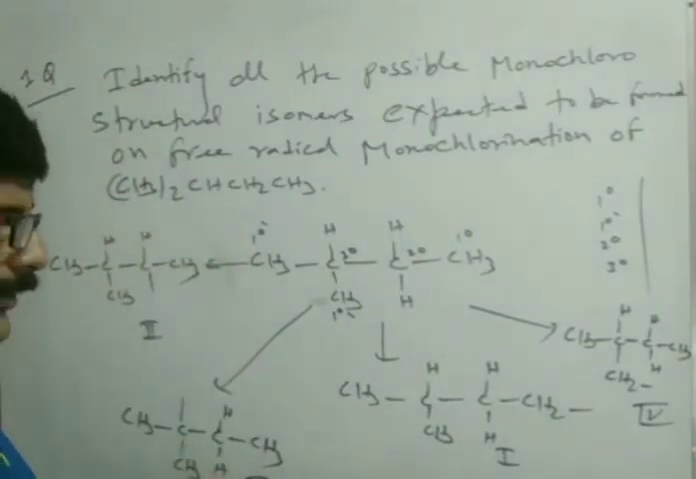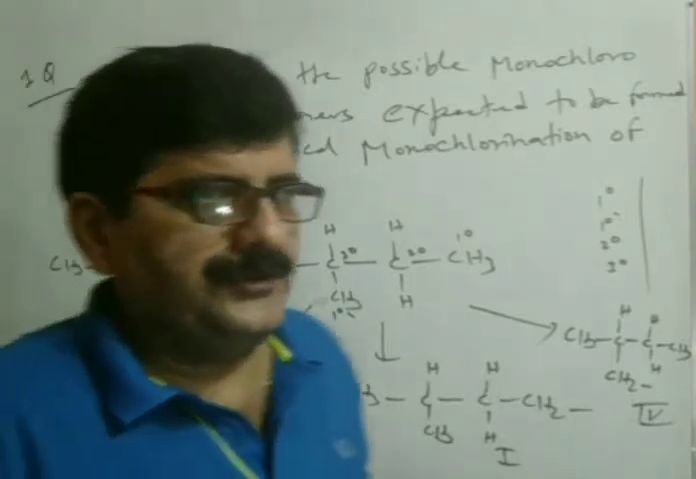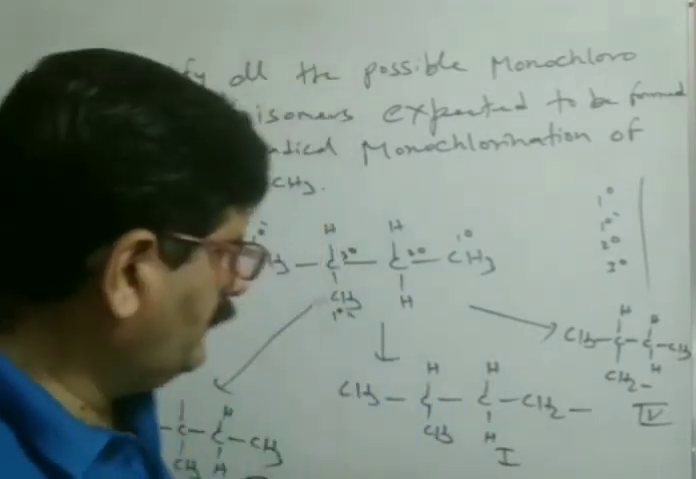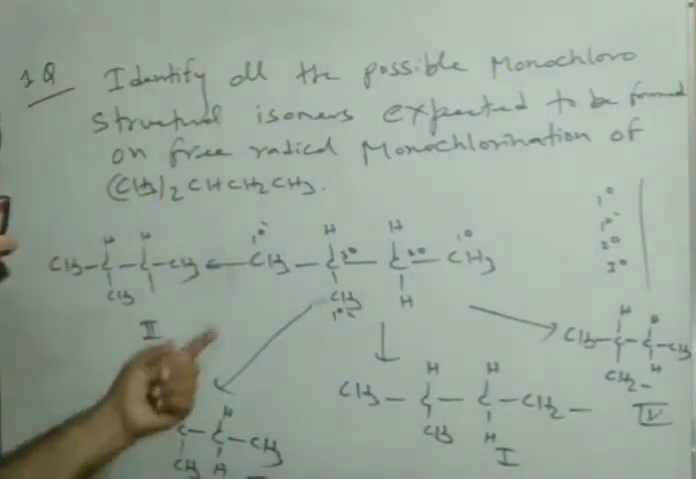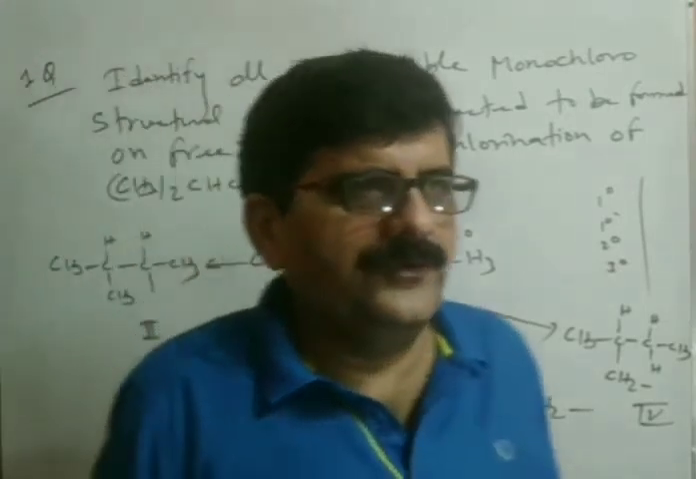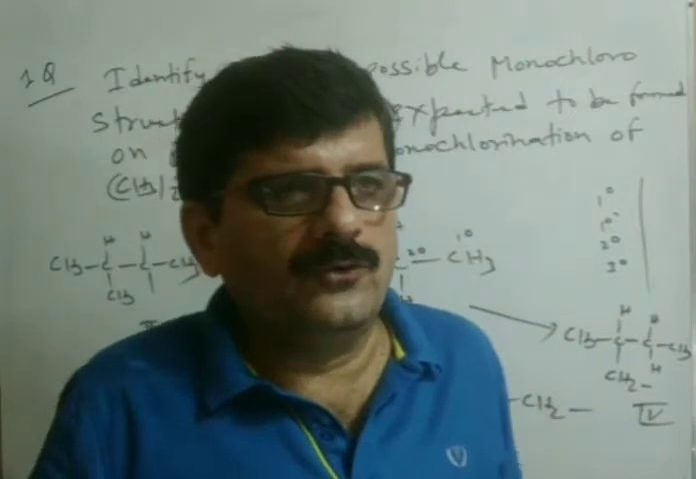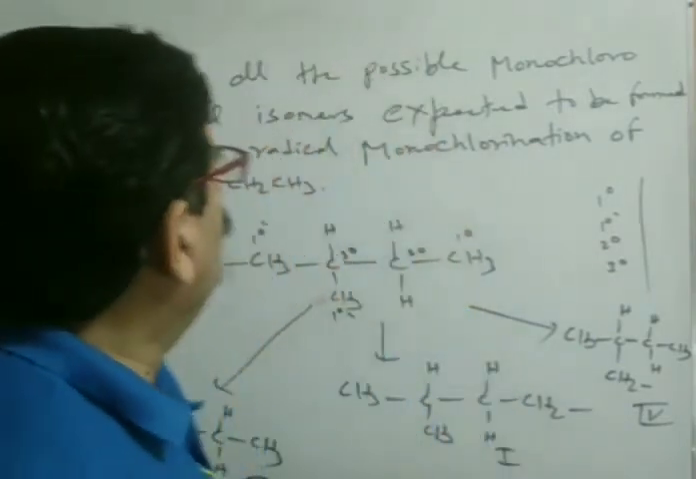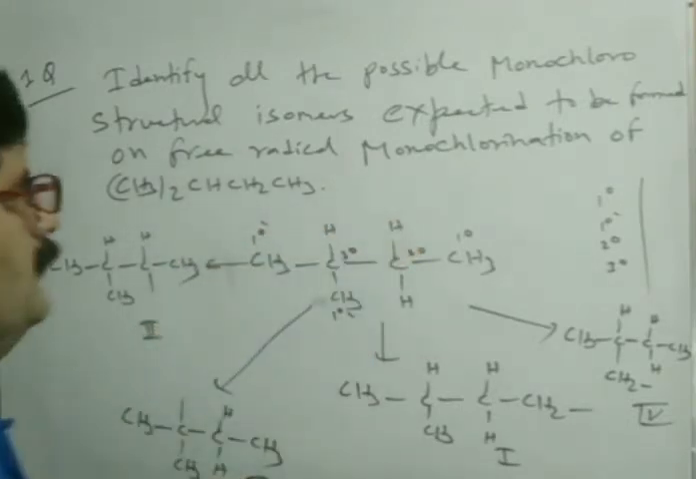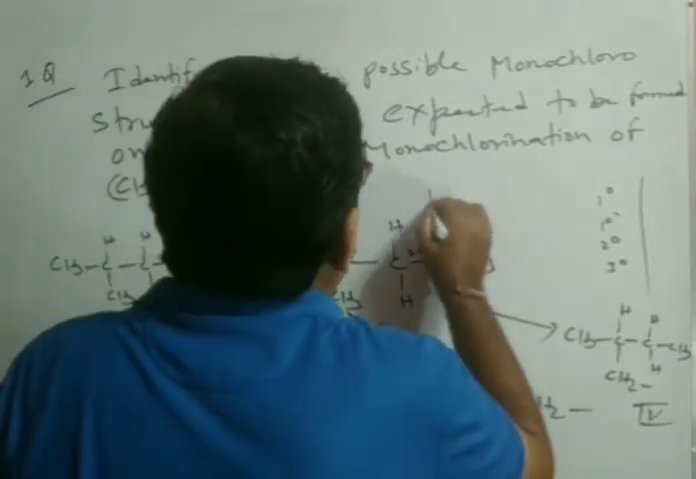So the number of alkyl groups indicates the number of haloalkanes you can obtain, because if the first, second, third and fourth are combined with a chlorine free radical, then monochloro derivatives can be obtained. So 4 products you can form when this chemical is treated with Cl2 in presence of UV light. Your answer is 4.